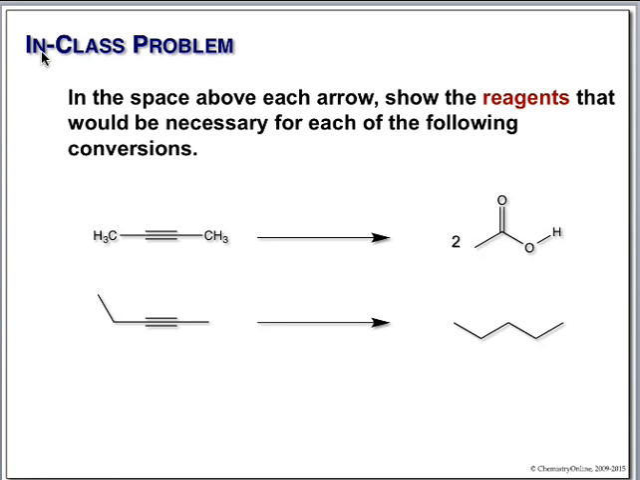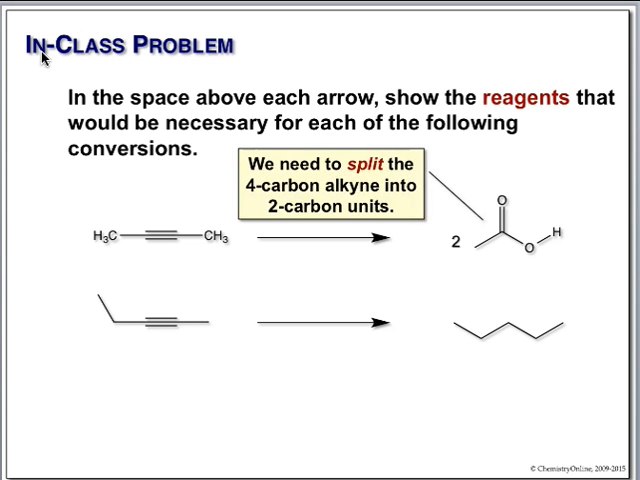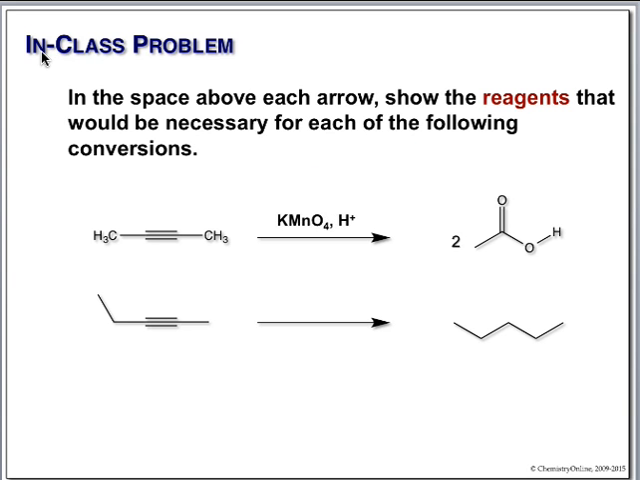In our first one here, we see we have an alkyne and we're splitting our triple bond. Really, the only way we know to split a carbon-carbon triple bond is by permanganate oxidation. And again, that's going to be an acidic solution, so we want acidic permanganate. We have a 4-carbon alkyne and we're making two-carbon carboxylic acids. Only way we know to do this, like I said, is acidic permanganate.